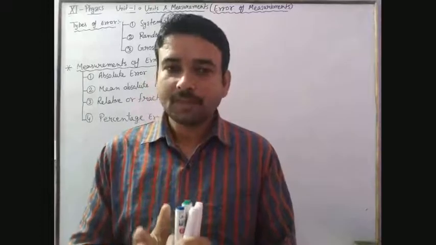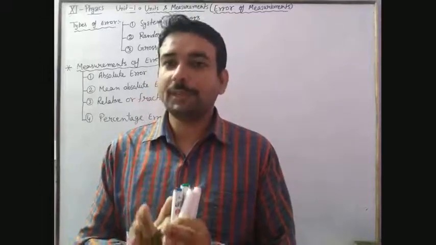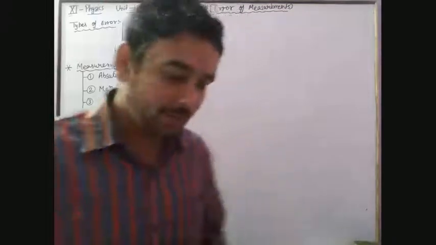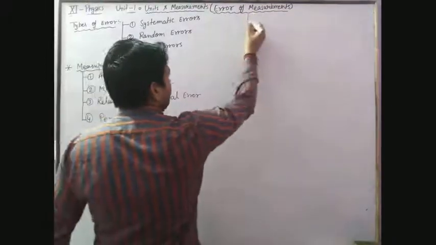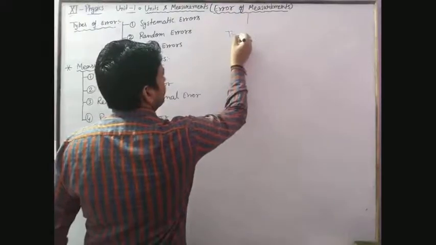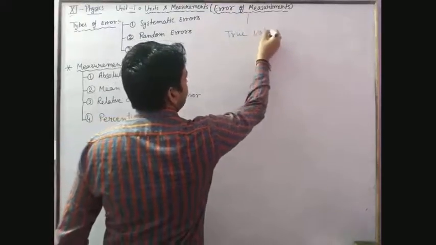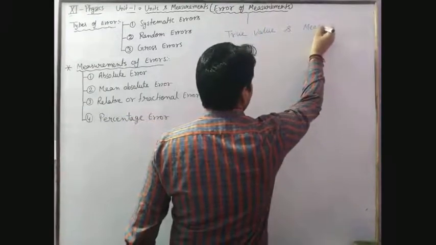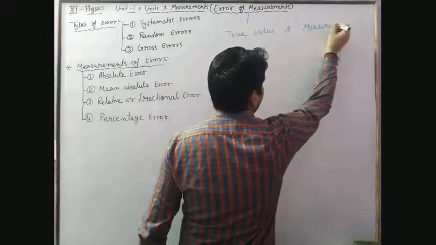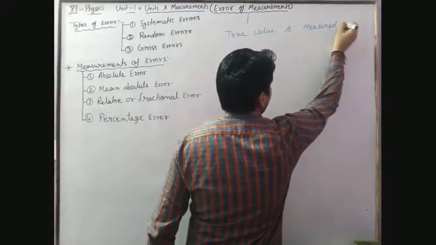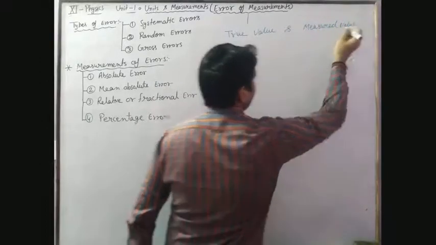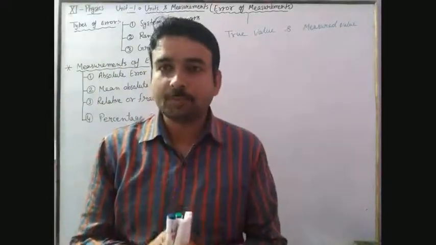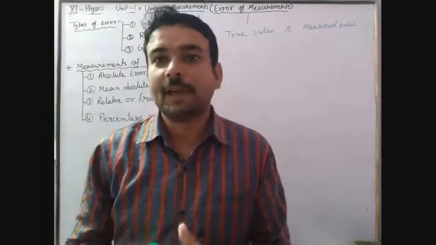Whenever we measure a quantity, there are two different values. One is the true value, and another is the measured value. The difference between the two is determined as error.